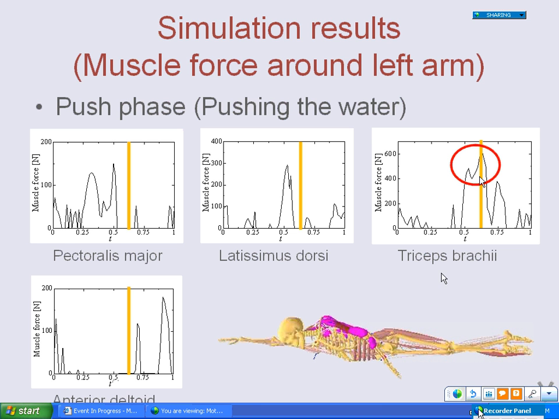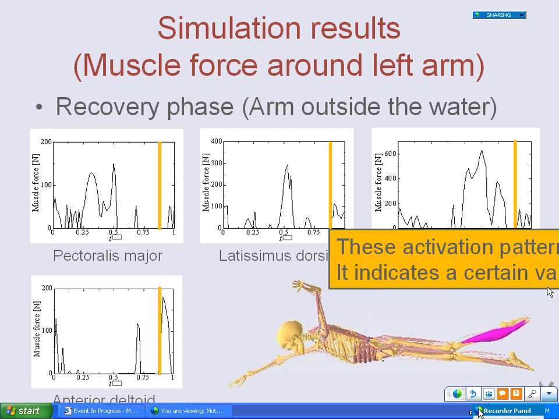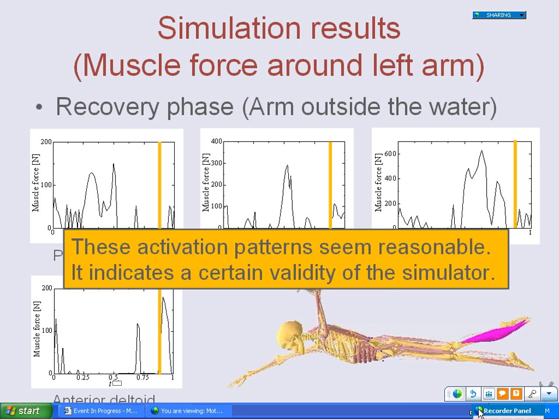So maybe it will take further investigation for that. And recovery phase, that means arm outside water. You can see that anterior deltoid, front part of the shoulder, is activated like this. So these activation patterns seem reasonable. It indicates a certain validity of the simulator. So seems reasonable for upper limbs.